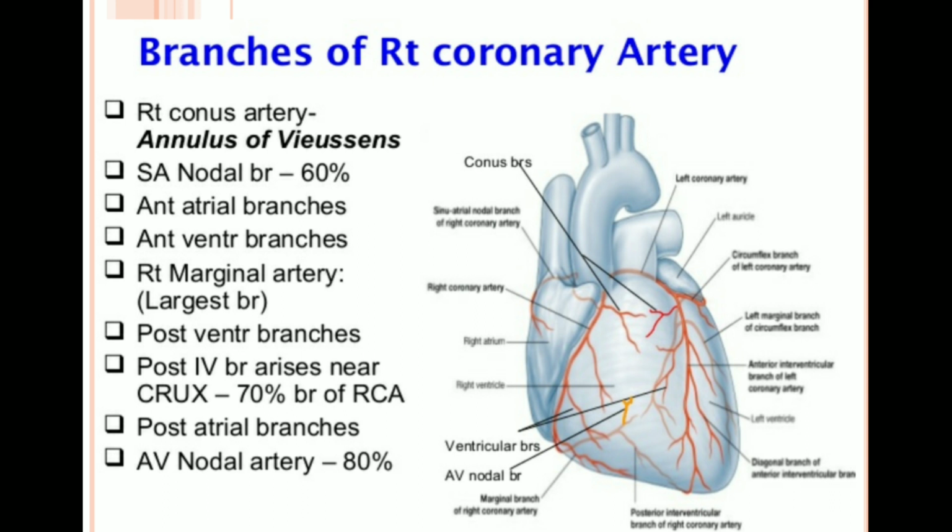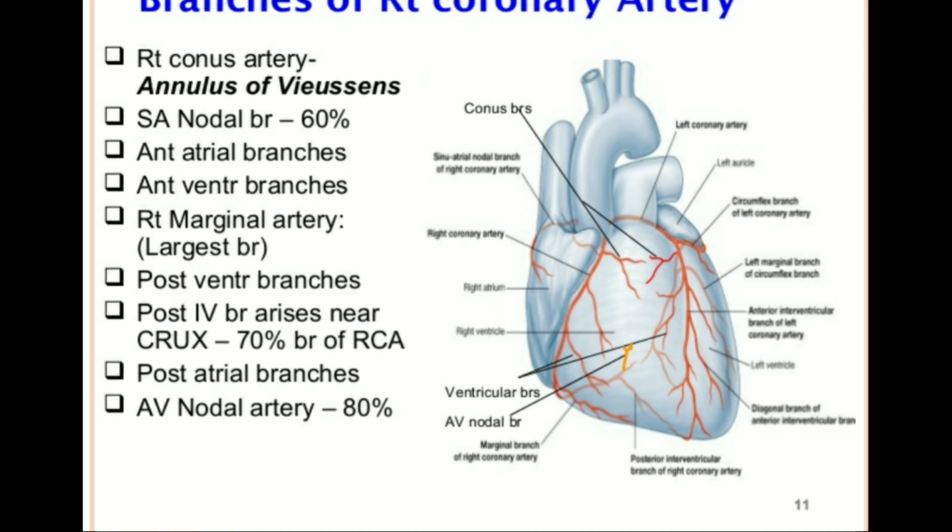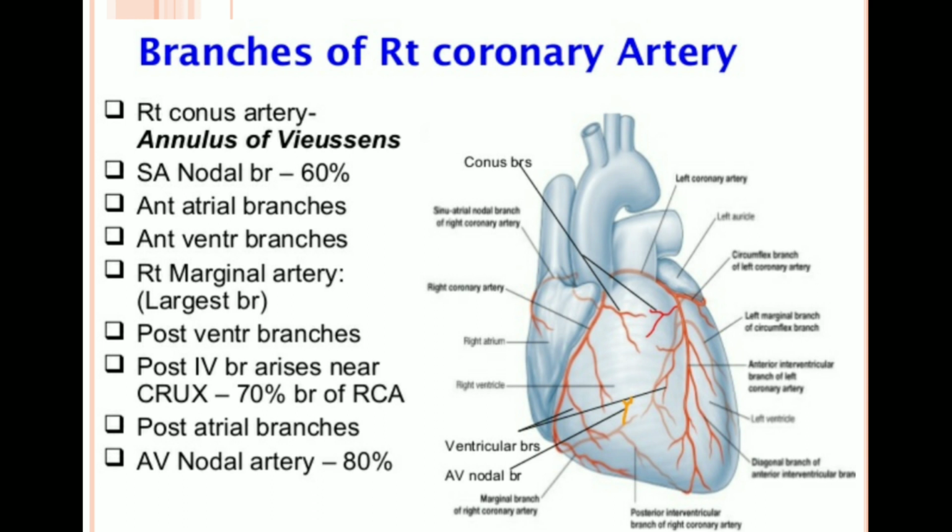Next, the next artery, here, is called the marginal branch of the right coronary artery. This right marginal artery arises from the right coronary artery and crosses the right border of the heart. You can see this is the right border of the heart. This marginal branch runs along the inferior border up to the apex of the heart. So that artery is called the right marginal artery.